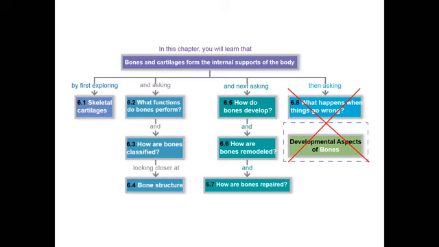Now we're going to cover 2 chapters. Chapter 6, we look at cartilage, types of cartilage we have, which is kind of revisiting what we already did when we looked at the tissues, like connective tissues. We look at the functions of bones, how are they classified, bone structure, how they develop, remodel and repair.